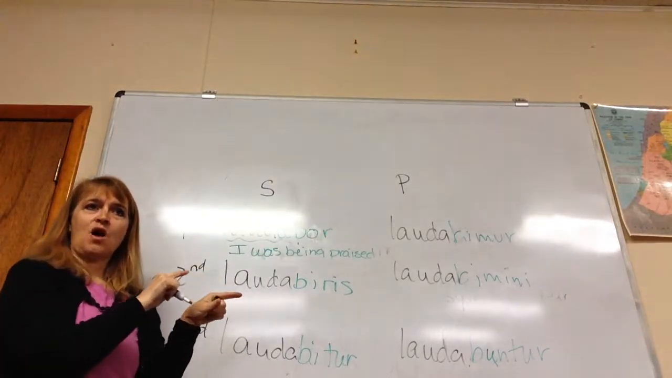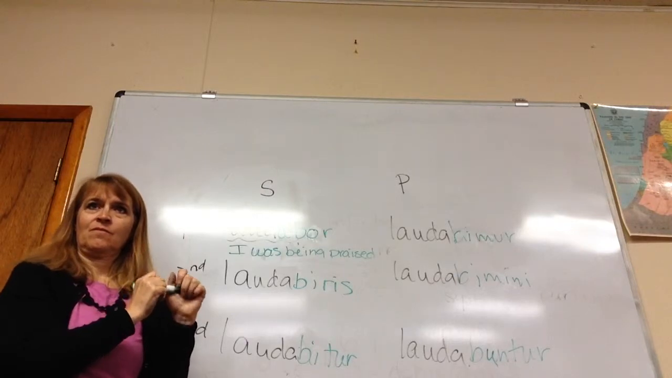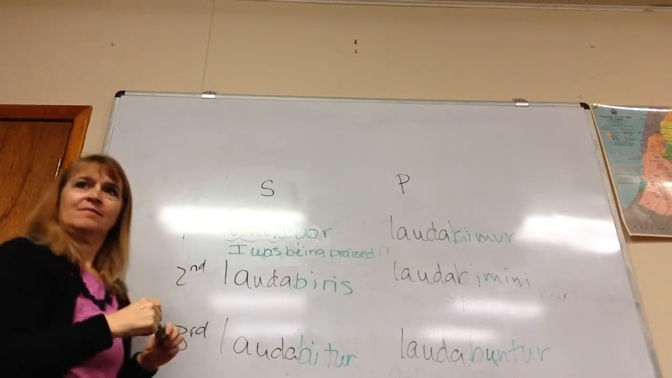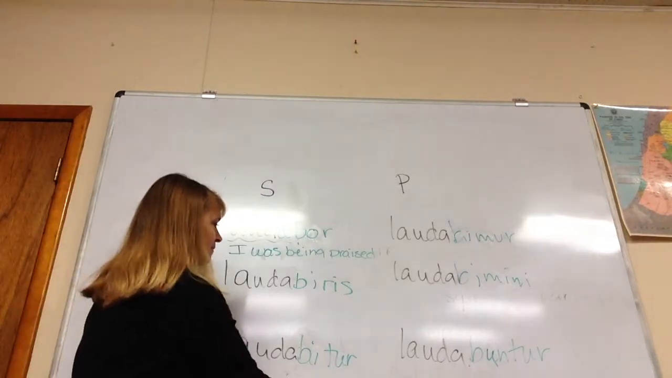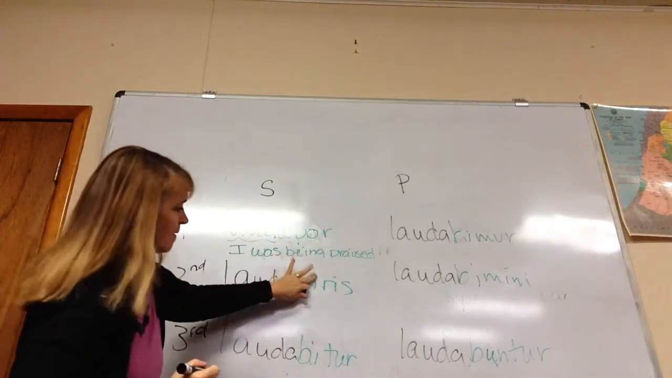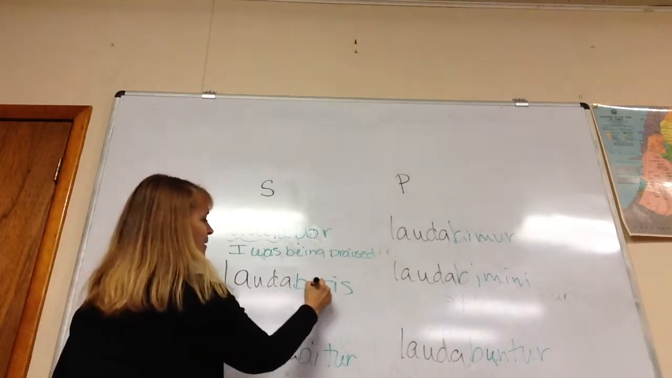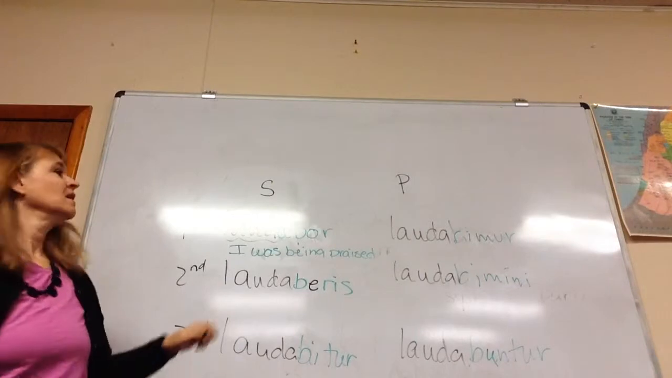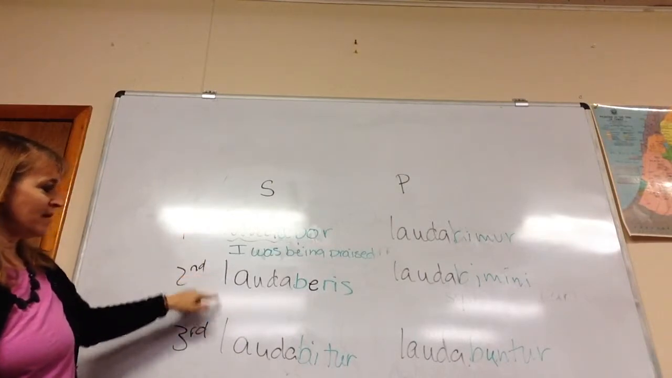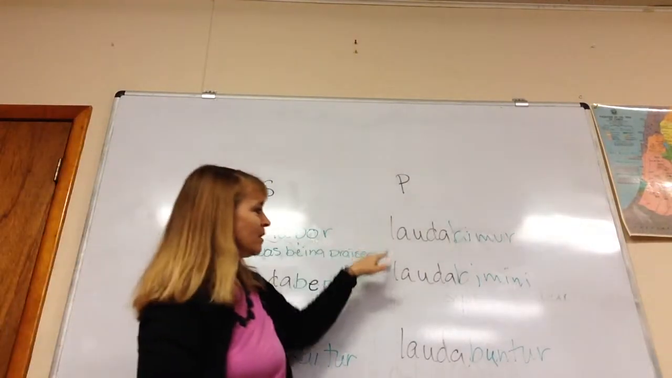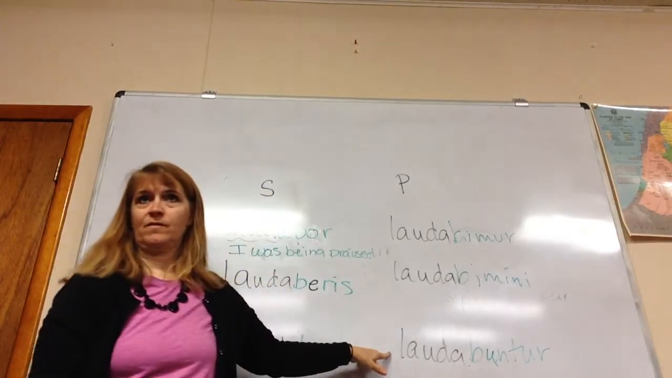One of these is wrong. Okay? It's this one. Okay, so instead of biris, it's beris. Okay, laudabor, laudaberis, laudabitur, laudabimur, laudabimini, laudabuntur.